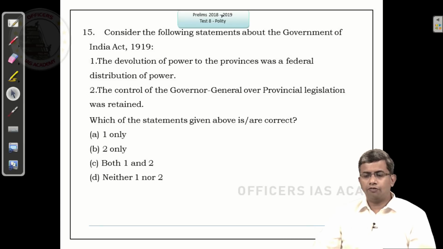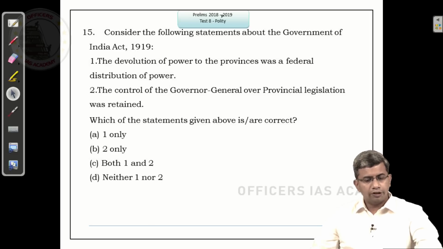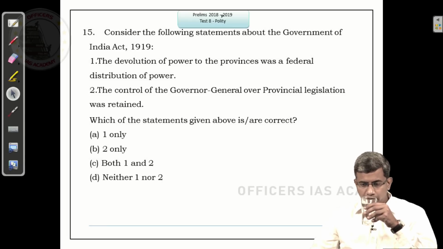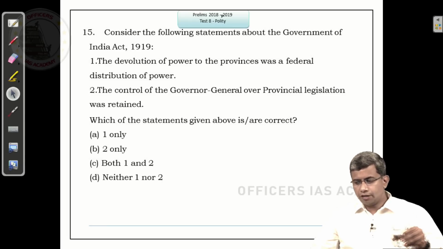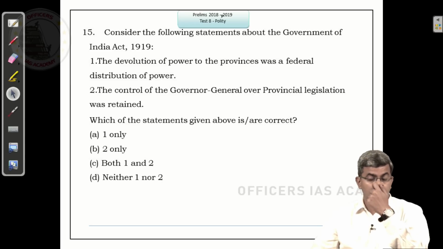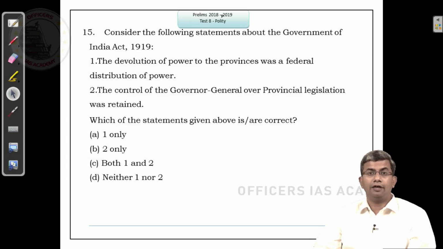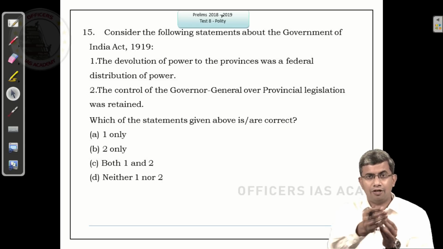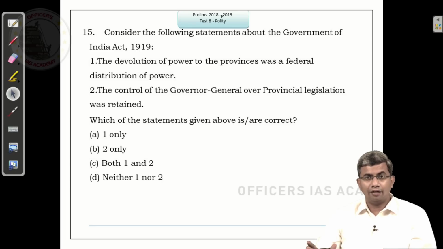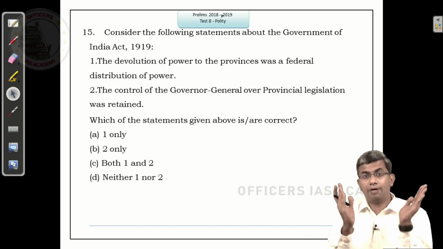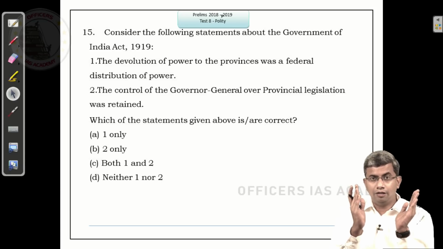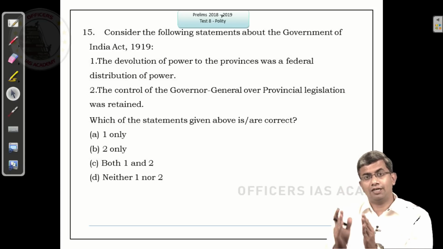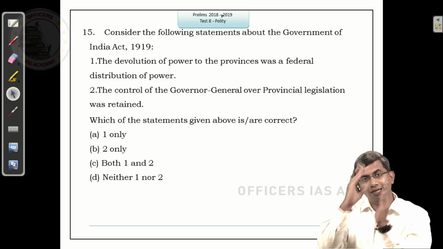Moving on, consider the following statements about the Government of India Act 1919. The devolution of power to the provinces was a federal distribution of power. The control of Governor General over the provincial legislation was retained. I just explained to you a few moments back that 1919 was diarchy at the provinces, bicameralism at the center. 1935 resulted in federal relationship at the provinces and diarchy at the center.